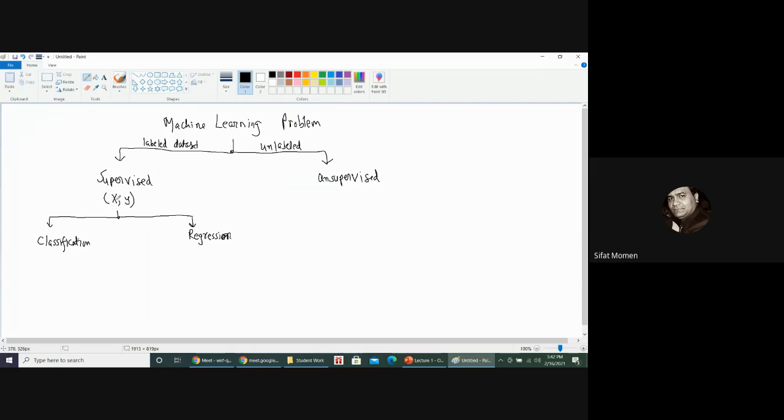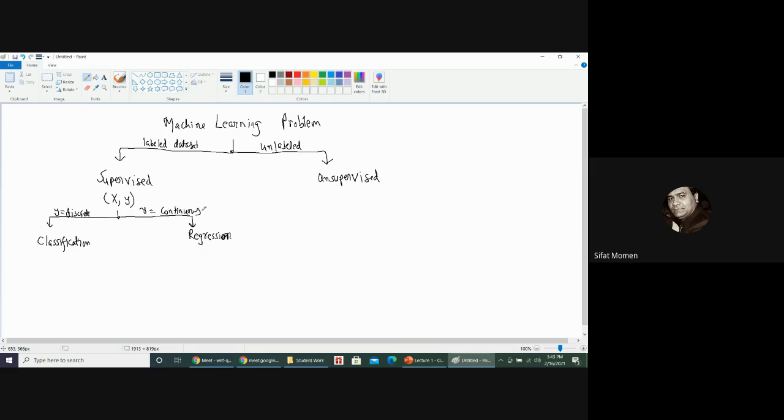Here, between x and y, what is the output that we're interested in? Y, correct. Now if this value of y is discrete, then this is a classification problem. But if this value of y is not discrete, what's the opposite of that? Continuous. If the value of y is continuous, then it's a regression problem. Okay?